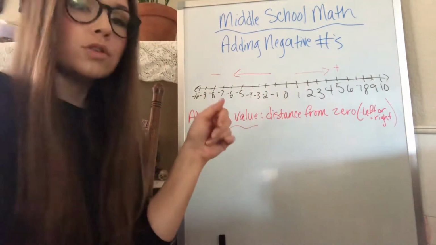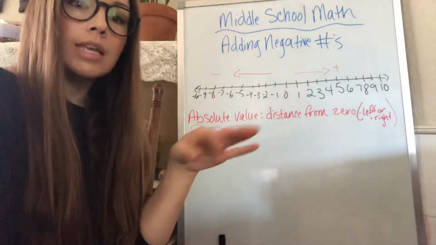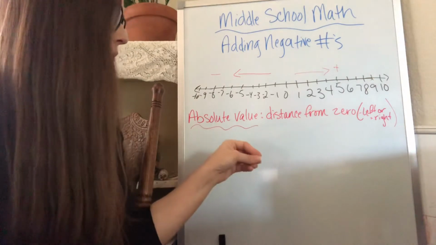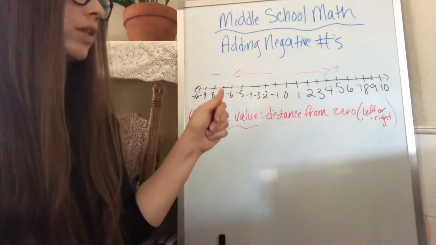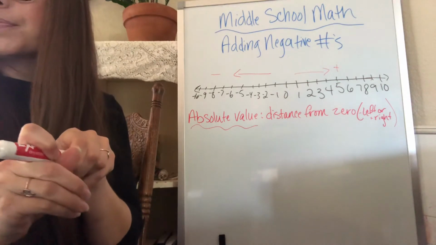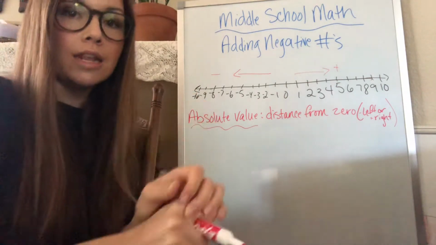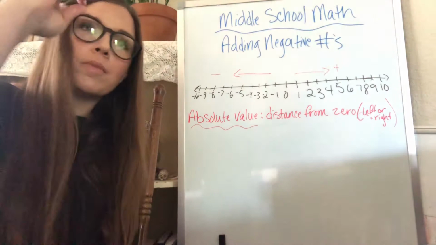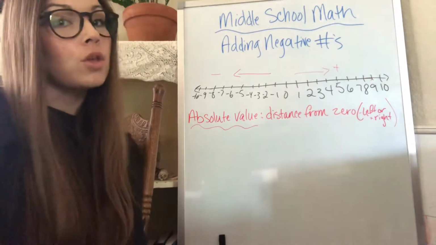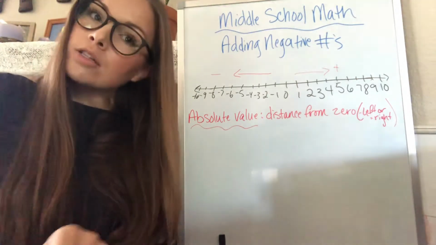Absolute value is something that we're going to get more into later, but it's important to understand that concept now. So let's go on and talk about adding negative numbers. A situation in life when you might add negative numbers could be when you're dealing with money. Maybe you owe somebody money or somebody owes you money.